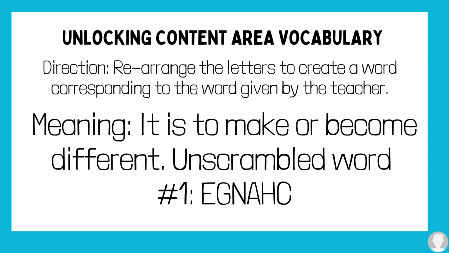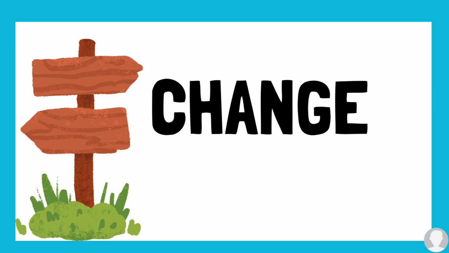Let us have first the unlocking content area vocabulary. Before we start, let us read first the direction. We arrange the letters to create a word corresponding to the word given by the teacher. So let me read the meaning. It is to make or become different. So this is the first unscrambled word. Let me see if you know the answer. Correct, kids. The answer is change.